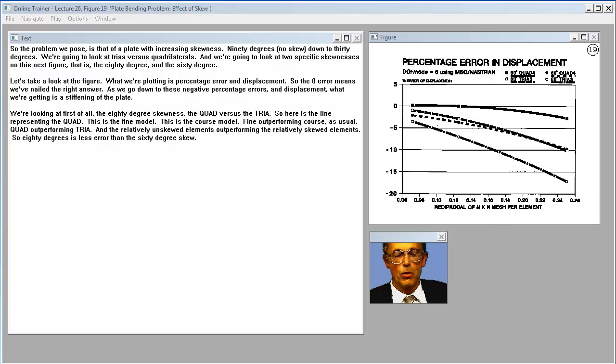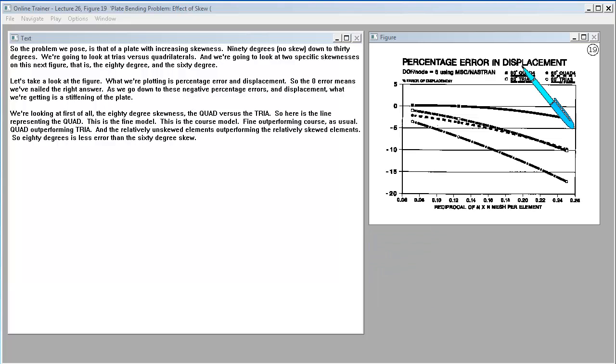So the problem we've posed is that of a plate with increasing skewness, 90 degrees, no skew, down to 30 degrees. And we're going to look at trias versus quadrilaterals, and we're going to look at 2 specific skewnesses on this next figure, that is the 80 degree and the 60 degree. Let's take a look at the figure.